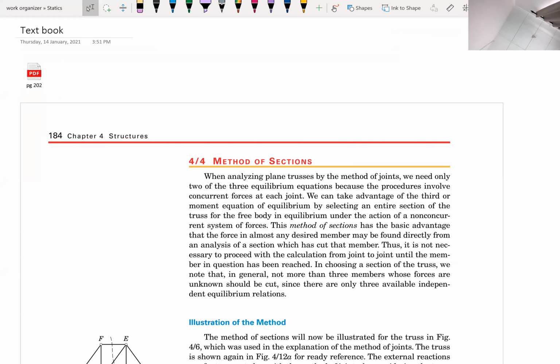Okay, so hari ni kita continue with new subtopics under structures. So the subtopic is method of sections. Before ni kita dah belajar about method of joints. So sekarang we look at method of sections.